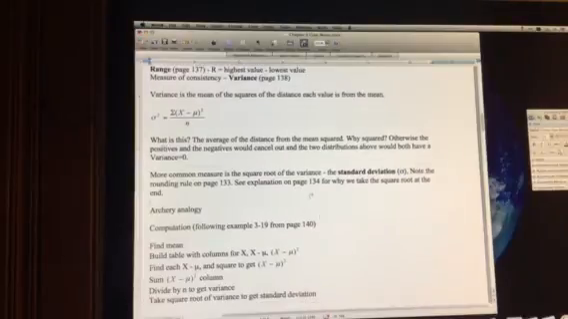Now, I mentioned some things there on page 134. I'll remind you of the rounding rule. Typically, for the standard deviation, you want to show 1 decimal place more than whatever your data was.